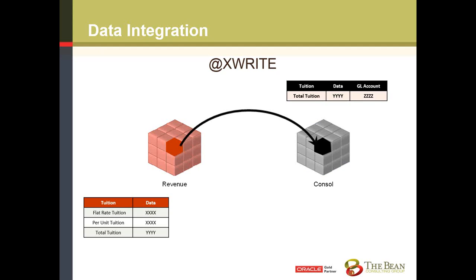The other mechanism, and this is new in version 11, is the XWrite, which allows you to do more of a push kind of integration. In this case, same example, we're taking total tuition from revenue and pushing it into console. We can force this to happen every time and any time something gets updated in the revenue cube. So we know that something's changing, we can force the update in console, and it will allow us to keep things in sync a little bit better.